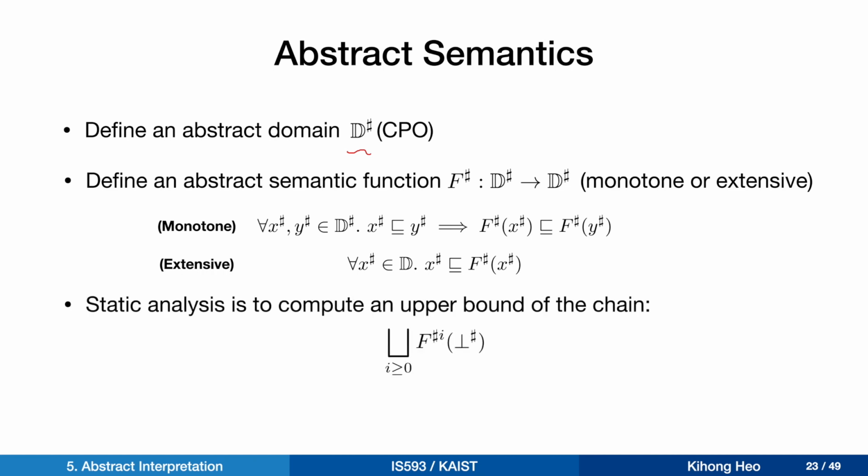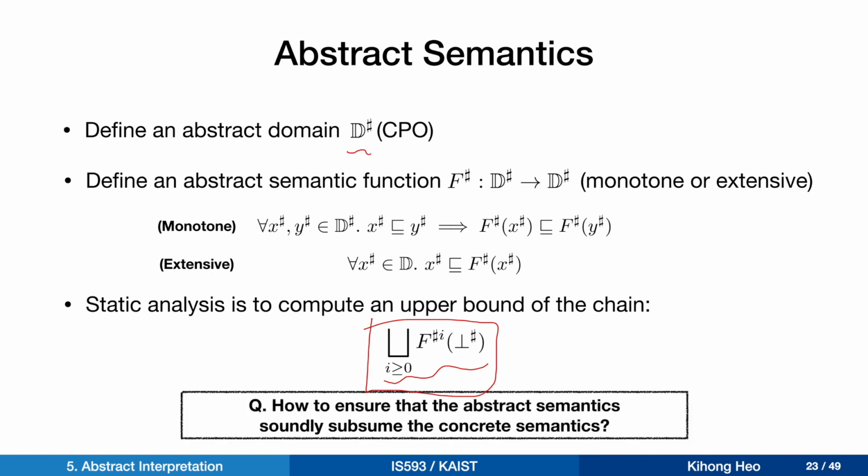Then a static analysis is to compute an upper bound of this chain. That is what abstract interpretation says: your analyzer should compute an upper bound of this chain. That's all. Then the last question is how to ensure that these abstract semantics and the program analysis result soundly subsume the concrete semantics. That is our question.